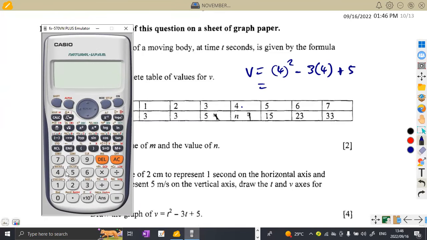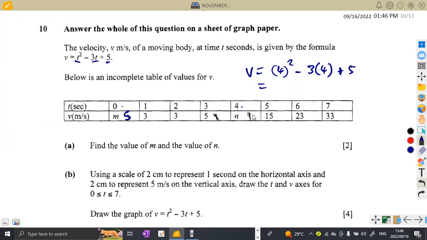That's 4 squared, minus 3 times 4. So you can just even open bracket and multiply this inside the bracket. 3 times 4, plus 5, like this. So it's going to be 9. As you can see, it's 9 there. So that's where we are getting our 9. Okay, so these are the values of m and n that we are asked to find on item A.